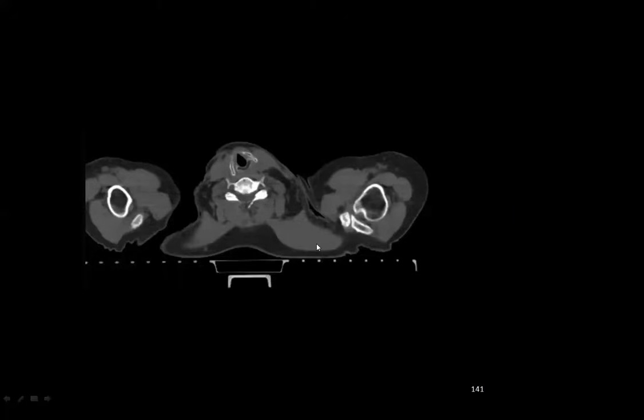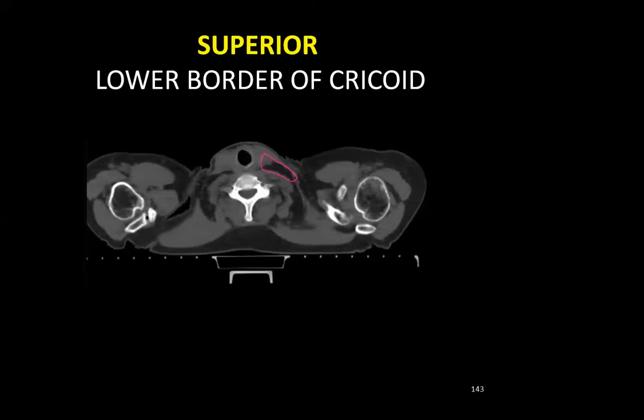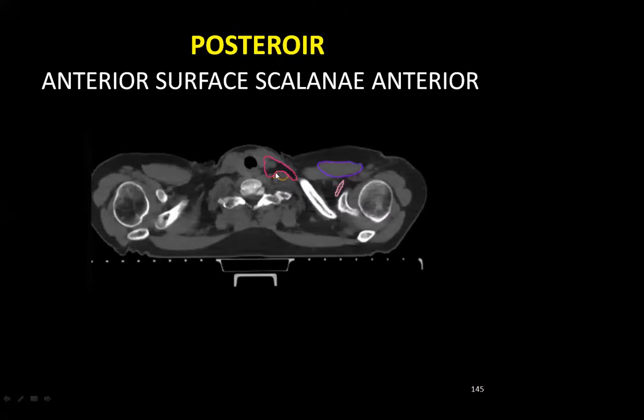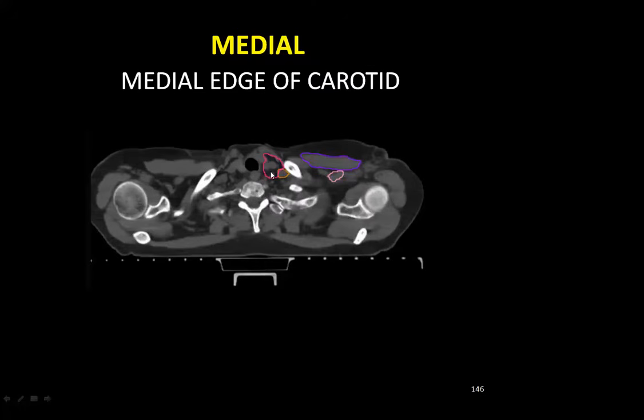So supraclav, again, there are two guidelines. The superior border is the lower border of cricoid according to the RTOG guideline. Anteriorly is the posterior of the sternocleidomastoid. Posterior is the scalene muscle, the yellow structure. Medially, it is the medial edge of carotid.